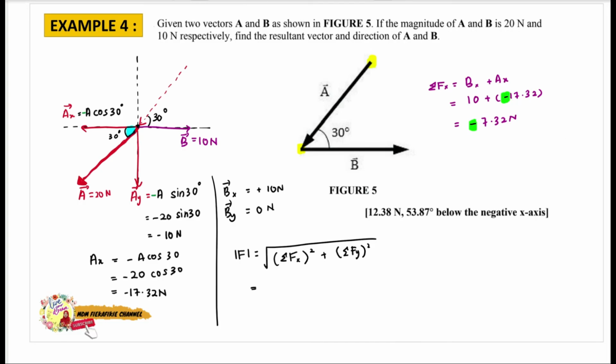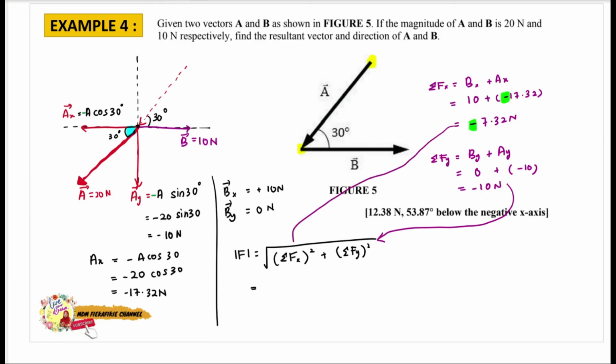And then, total Fy pula. So, in Y component, kita ada BY plus AY. BY kita dah tahu kosong. AY kita pun sama, negatif, kan? So, AY kita negative 10. So, dia akan jadi total force in Y component negative 10 Newton. Okay, jadi kita dah ada dua nilai ni. Masukkan total Fy kat sini, masukkan total Fx dekat sini.